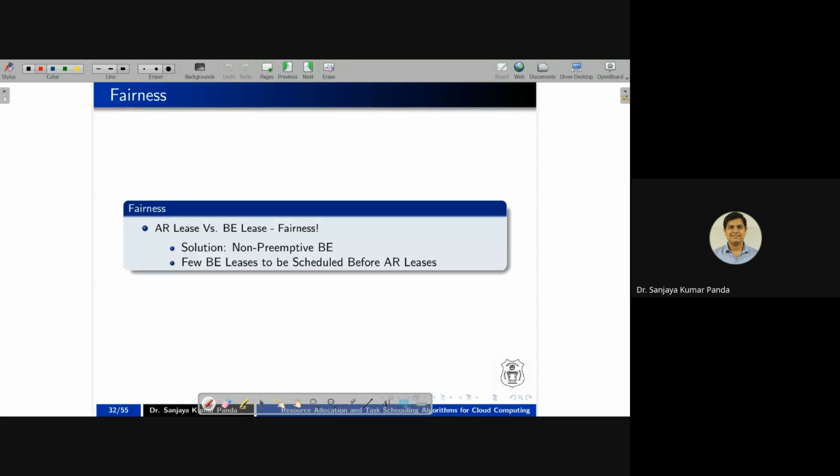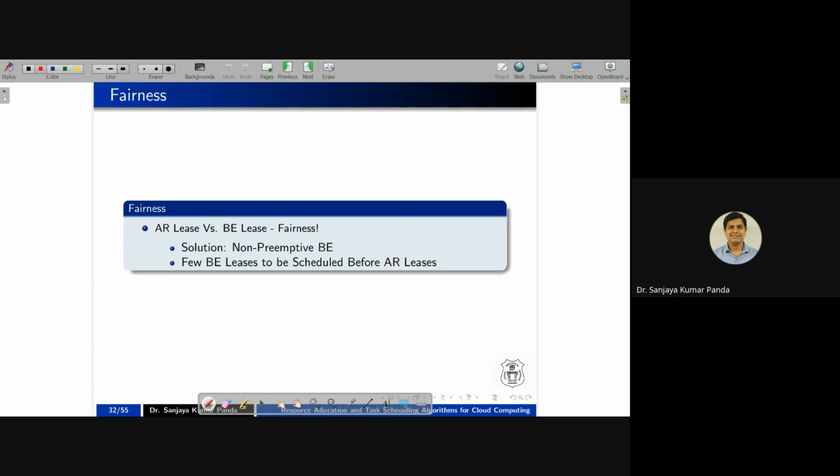Next, there is another popular resource allocation algorithm that is called the fairness-based algorithm. So we have seen different types of leases. We have seen advanced reservation lease, best effort lease, immediate lease, and we have also seen negotiated lease, best effort with a deadline, and best effort in preemptible mode and non-preemptible mode.